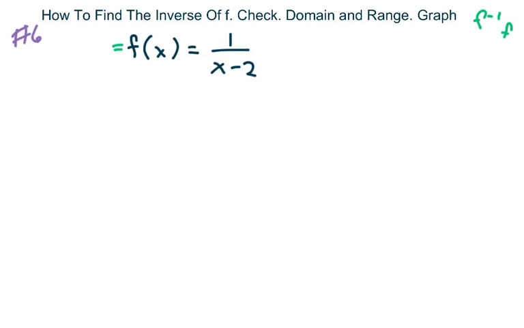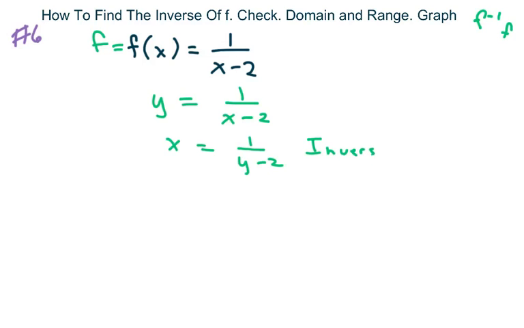So this is basically your f, and we're going to write this as y, and then switch the x and the y. So this is basically your inverse. But now we have to solve for y. So basically, we're going to cross multiply, and you get x times xy. Sorry, I was trying to do too much at once.